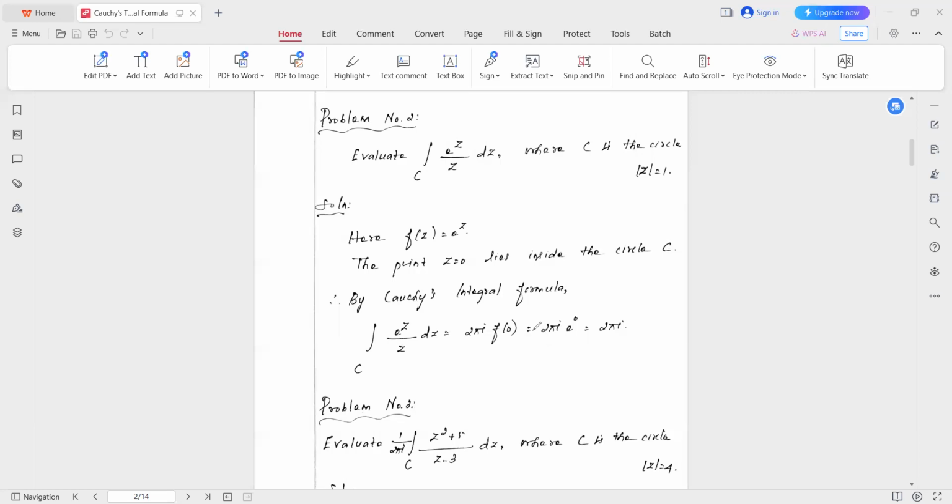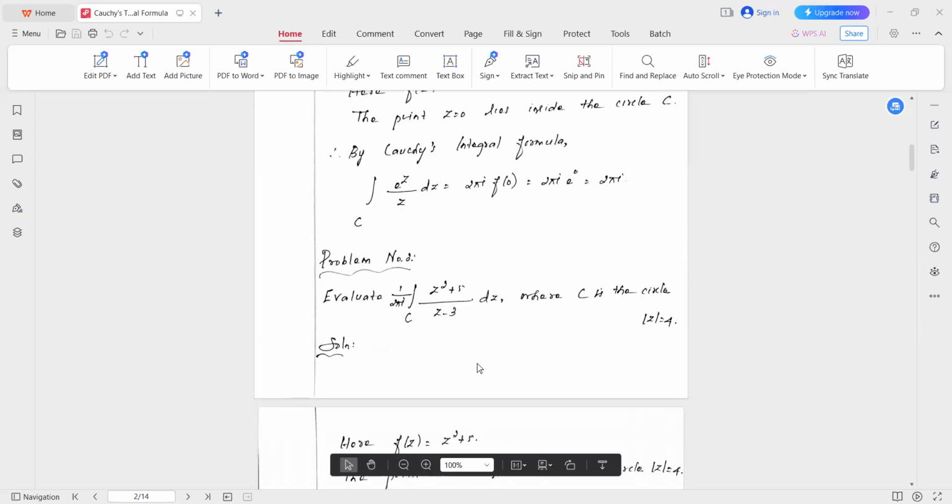So this is equal to 2 pi i into, in the place of z in f of z, substitute 0. So we have 2 pi i into e power 0. The value of e power 0 is 1. So we have 2 pi i. So therefore, the integral over C of e power z by z dz is equal to 2 pi i. I hope this problem is clear to everyone.